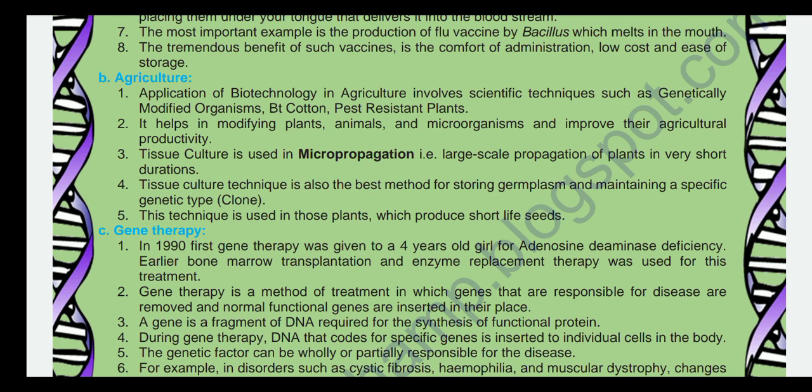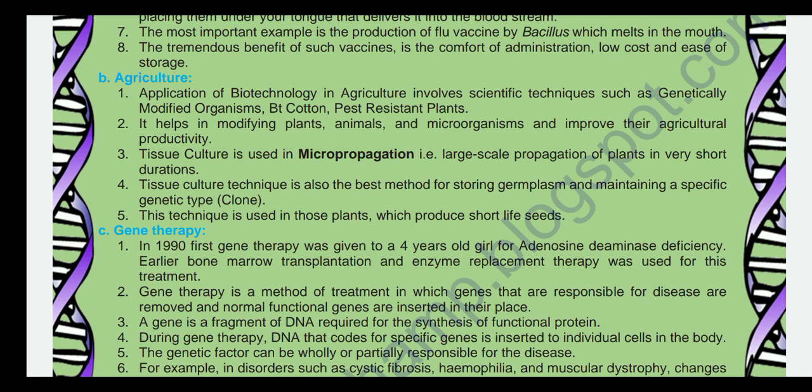Tissue culture is used in micropropagation. There is large scale propagation of plants in very short durations, that is micropropagation. So tissue culture technique is also the best method for storing germplasm and maintaining a specific genetic type, that is clone. So germplasm means the germ part of the cell which is stored and can be used for its cloning. This technique is used in those plants which produce short life seeds.